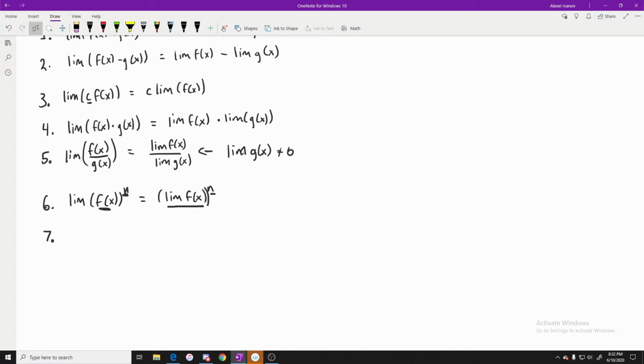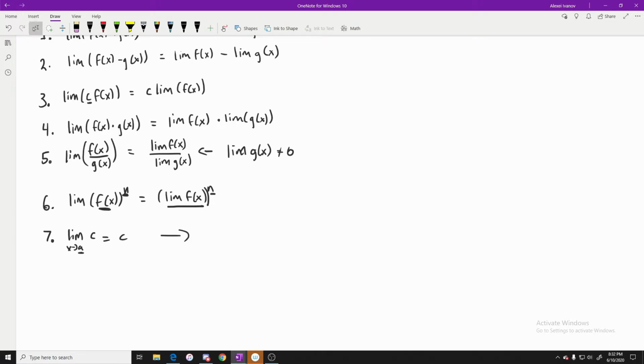So the seventh one is pretty easy. If we have the limit as x approaches any value of a, of a constant, so this c, it's not a variable like x, this c is going to be constant, so it'll be like the limit of 2. This will always equal c, no matter what a is in this case. It will always equal c.